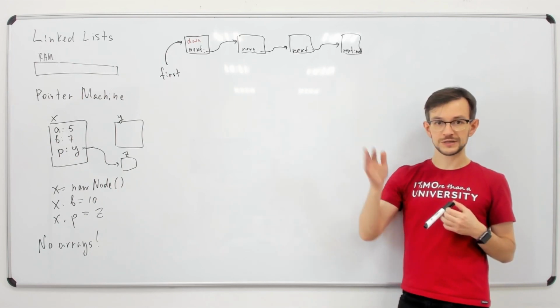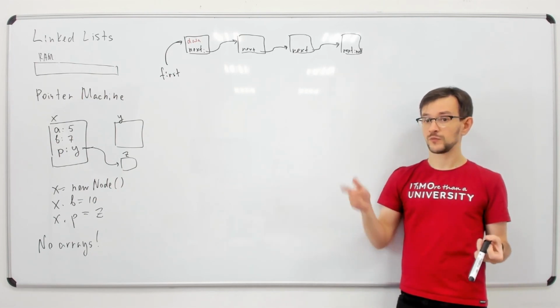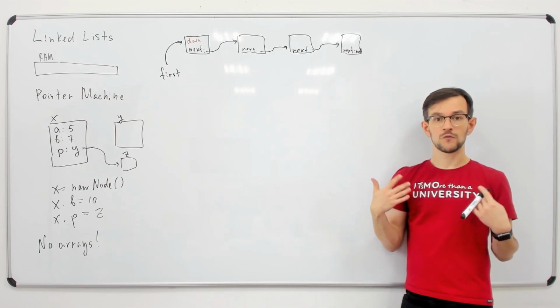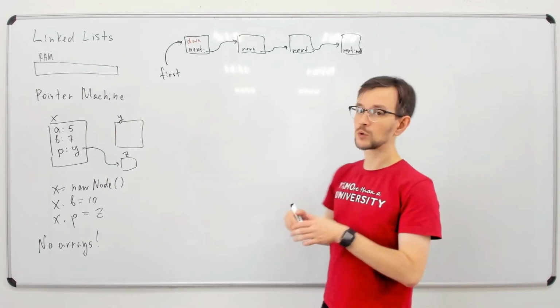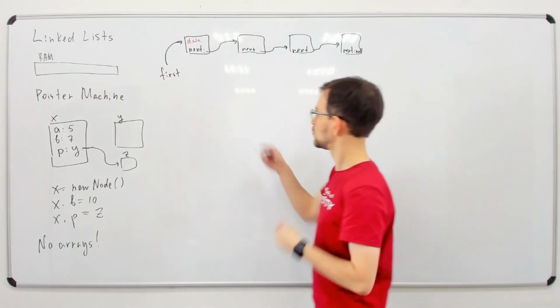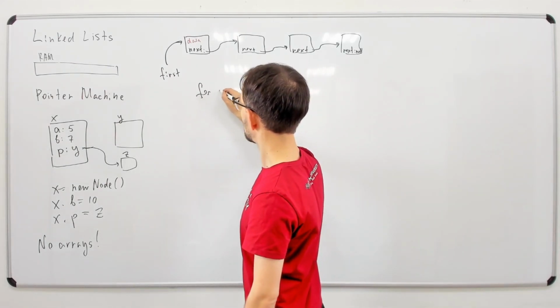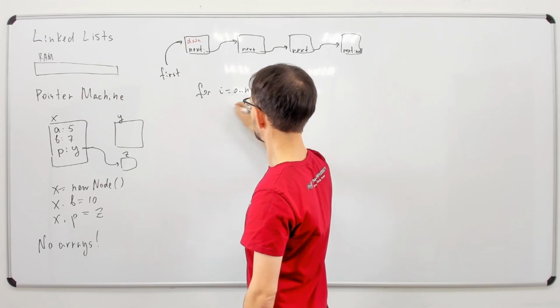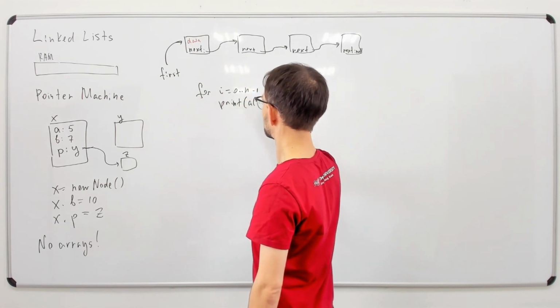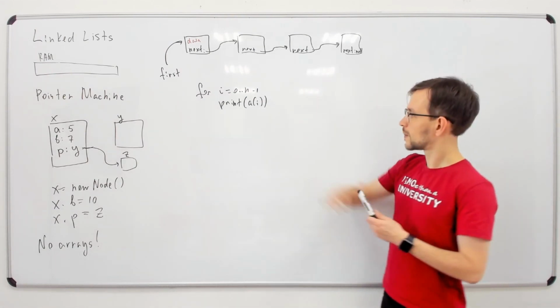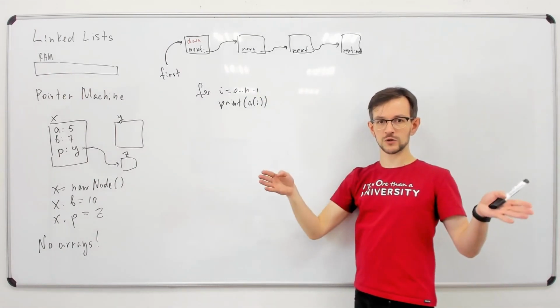So how do we use this list? What can we do with this linked list? For example, we can iterate over all elements, like what you do when you have arrays. You do something like for i from 0 to n minus 1, print element. So that's what happens when you need to iterate over all elements of the array.